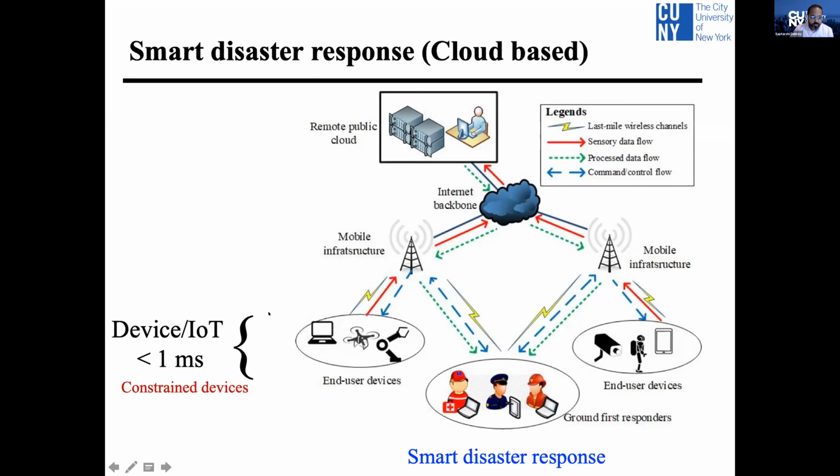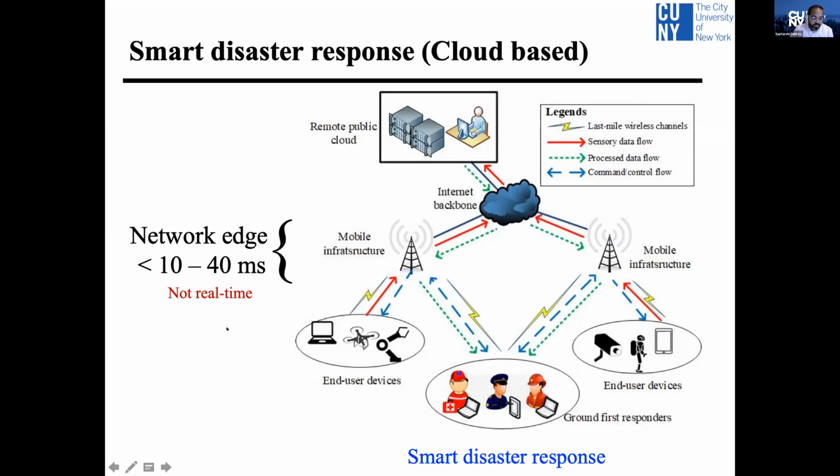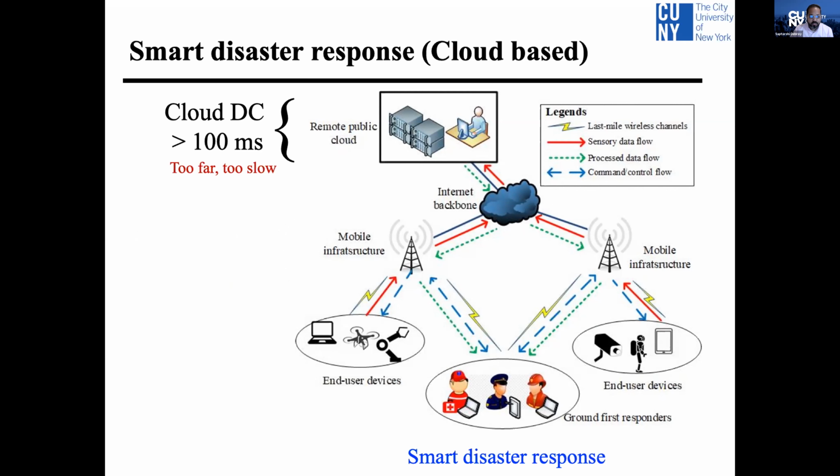The alternate approach might be to run it at the network edge, but if you do that, you're still looking at say 10 to 40 milliseconds, which is not real time. In most cases for disaster response, you need something which is actually real time, so close to 1 to 5 milliseconds. So the network edge might not be the solution. And finally, if you go to a cloud data center, you can run a lot of AI and ML jobs over there, things that are required for modern disaster response applications, but the problem is it's too far and too slow.